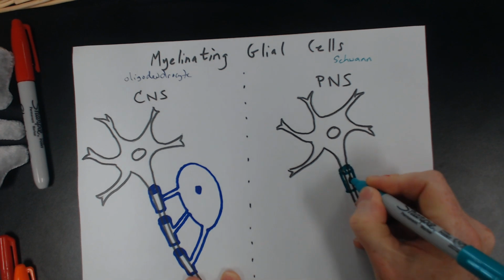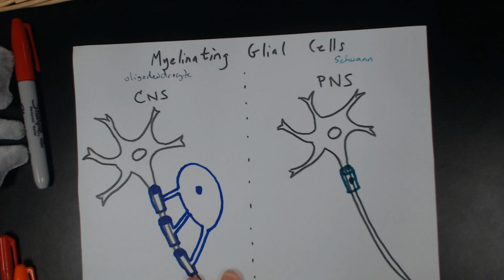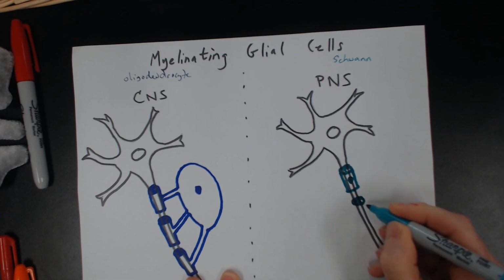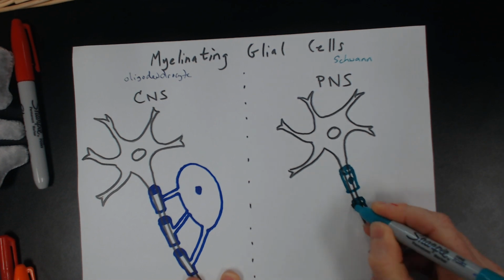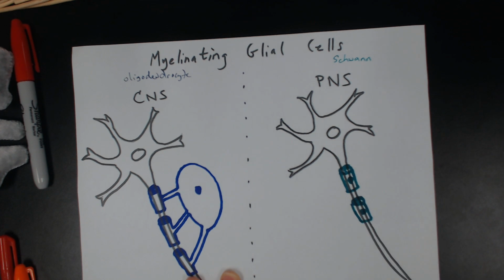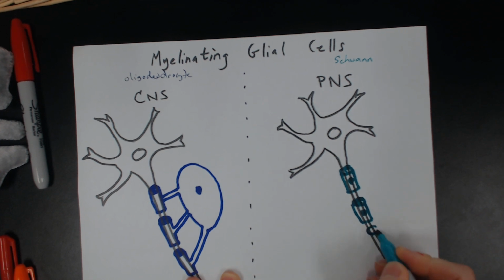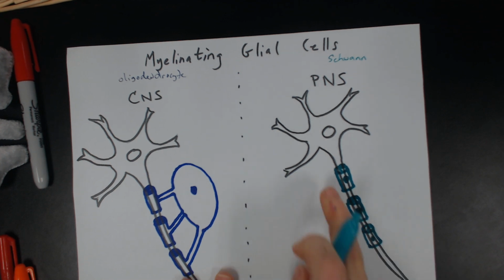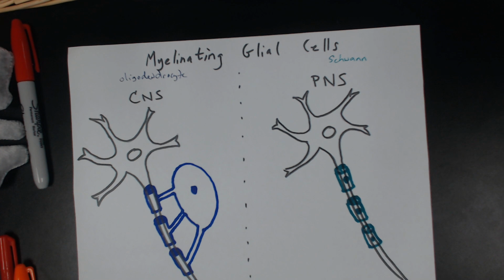So here's the Schwann cell, and there's the nucleus. This is the entire cell here wrapping around. So these are 3 individual Schwann cells that have wrapped themselves around the axon of a neuron in the peripheral nervous system.